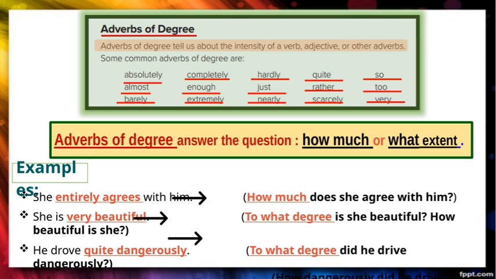Then there's, he drove quite dangerously. In this case, we're questioning, how dangerously did he drive? Quite suggests a significant degree of danger, but not necessarily the maximum.